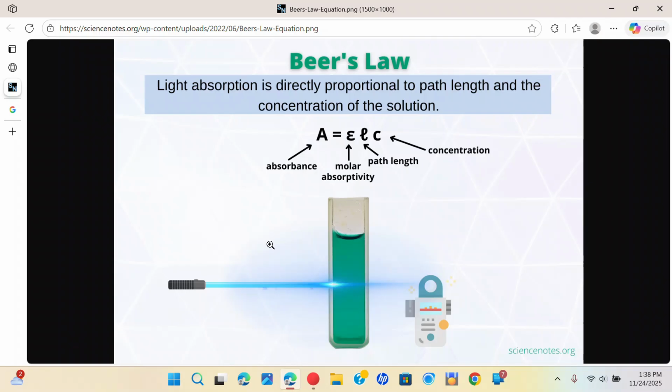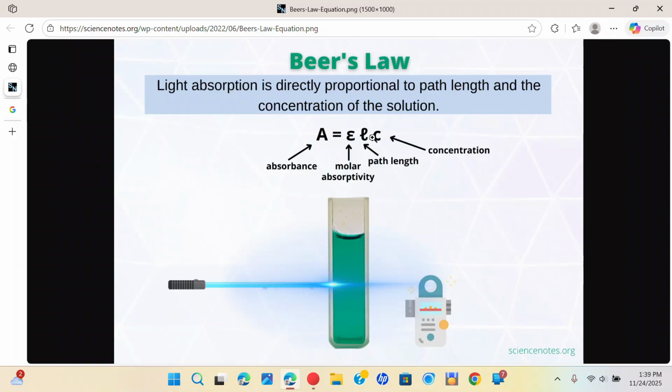So A here is the absorbance, and this E-like figure is the molar absorptivity, and that's the substance's intrinsic property that shows how strongly that substance absorbs light at a specific wavelength. And then L, also sometimes denoted as P, is the path length, or in other words, the width of the cuvette, from right here to right here, which is usually 1 centimeter in labs.